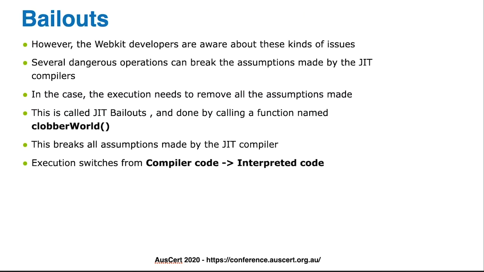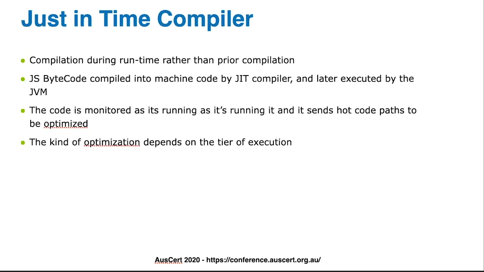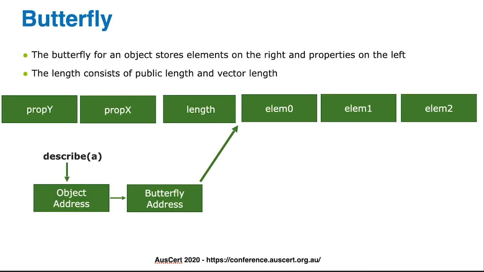One important thing which I forgot to mention, let's go back to the butterfly slides, is that one of the most important things in an exploit is being able to manipulate the butterfly address. Let's say you get some kind of primitive where you are able to modify the value of the butterfly of an object. What this means is that you have arbitrary read and write. Now what does it mean? How do I have arbitrary read and write? By just manipulating the butterfly address.